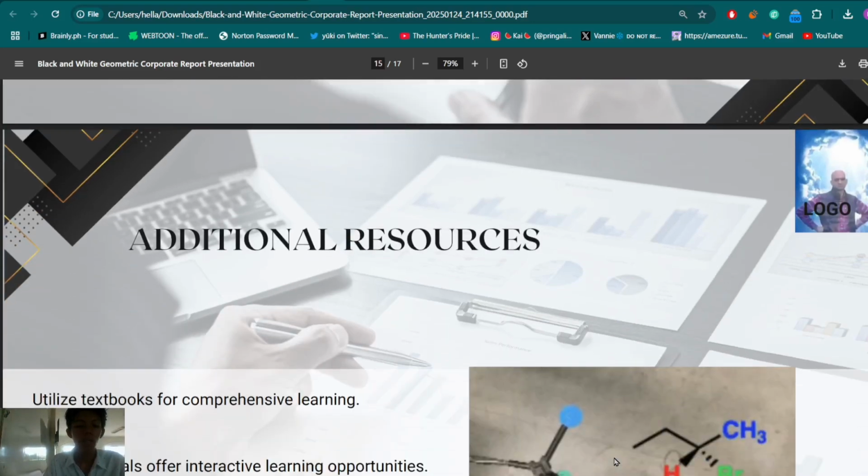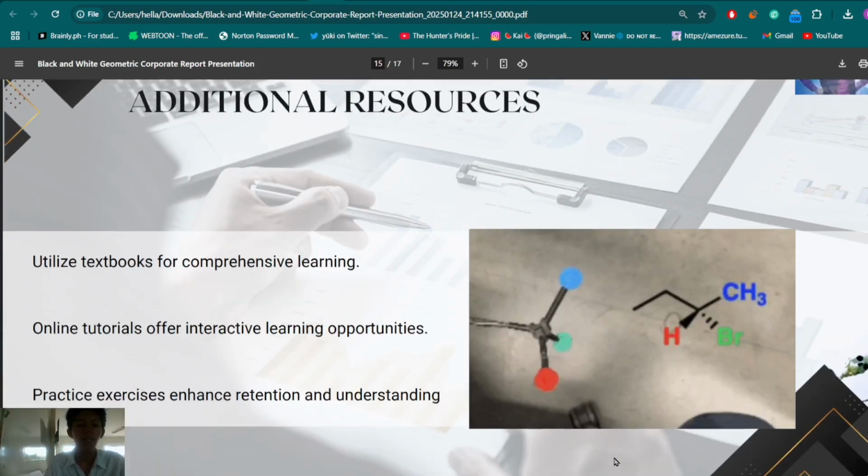Additional resources. Utilize textbooks for comprehensive learning. Online tutorials offer interactive learning opportunities. Practice exercises enhance retention and understanding.